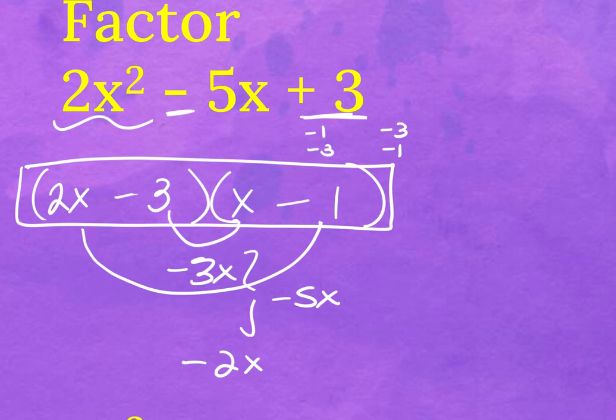So that's factored. That time you only had to try 2 things. So again, if the numbers at the front and the end are prime, it's not so bad, especially if they're positive.